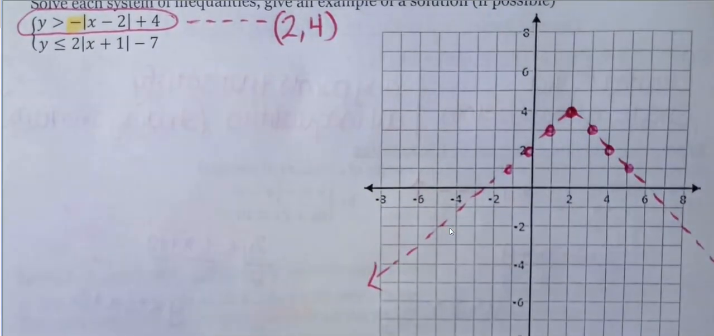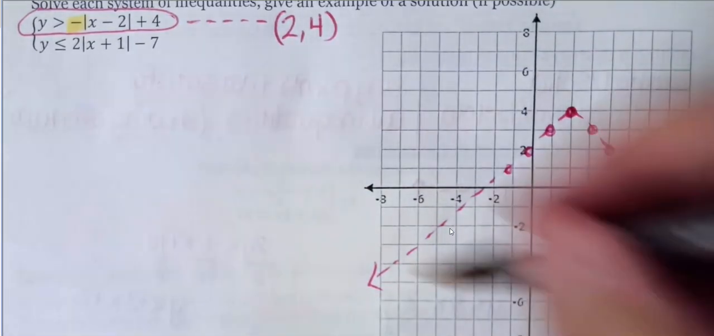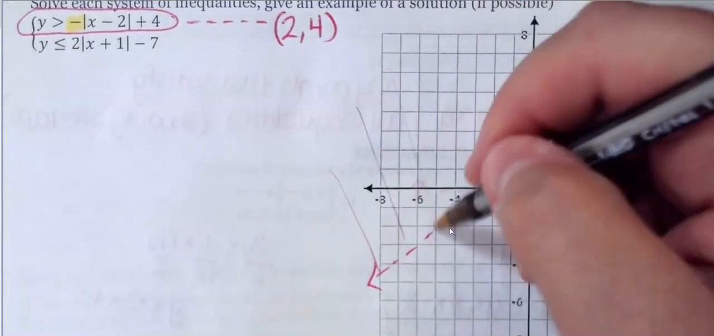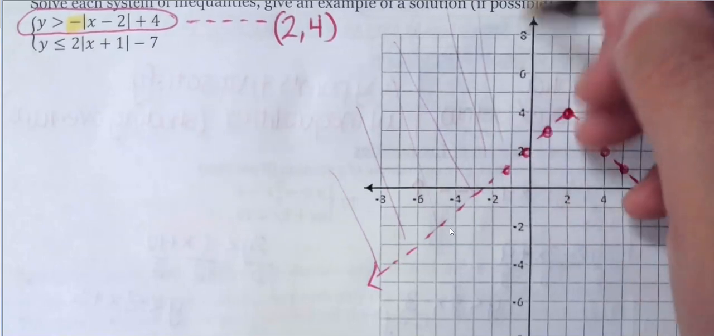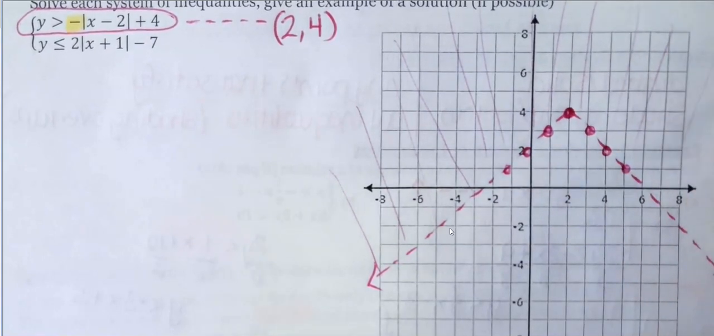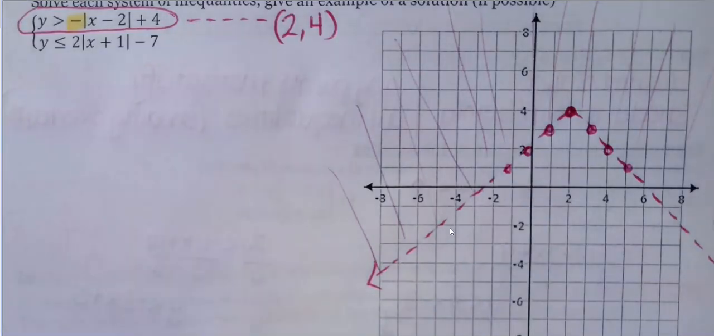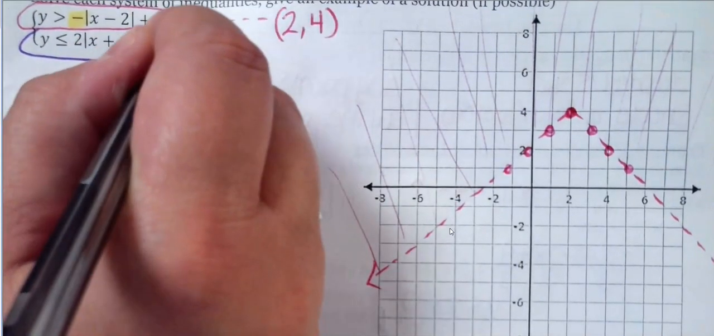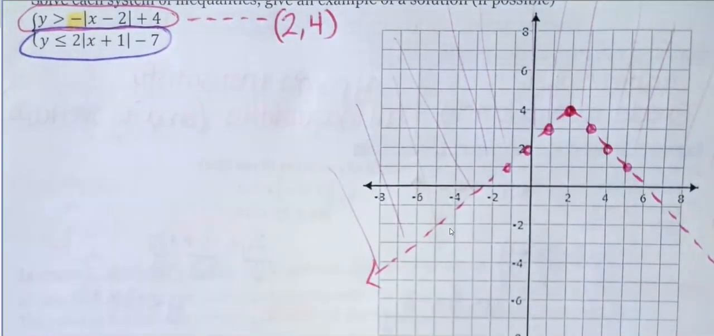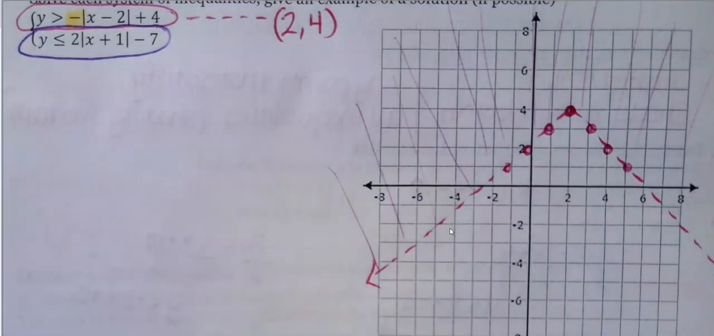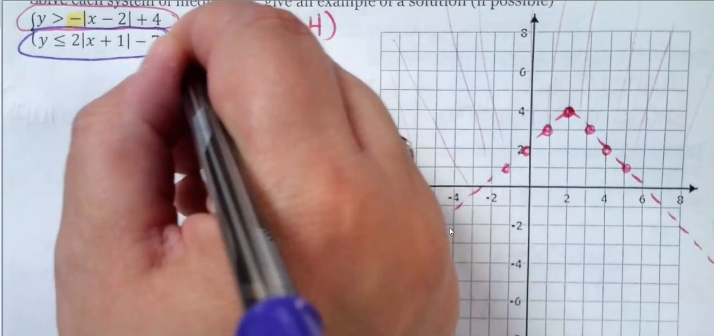And I'm just going to lightly shade this as y is greater than. So the shading here would be on top of this. So I'm just going to lightly shade, because my actual solution is going to have to satisfy both of these absolute value inequalities. Okay, now our second one says y is less than or equal to, so I immediately know we should have a solid line here.